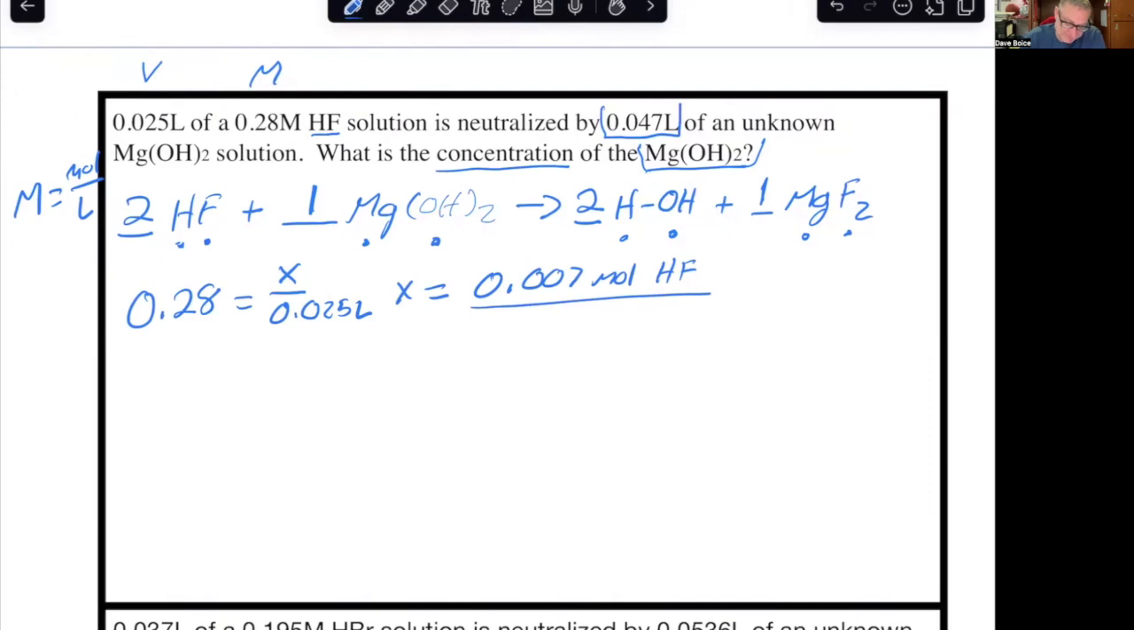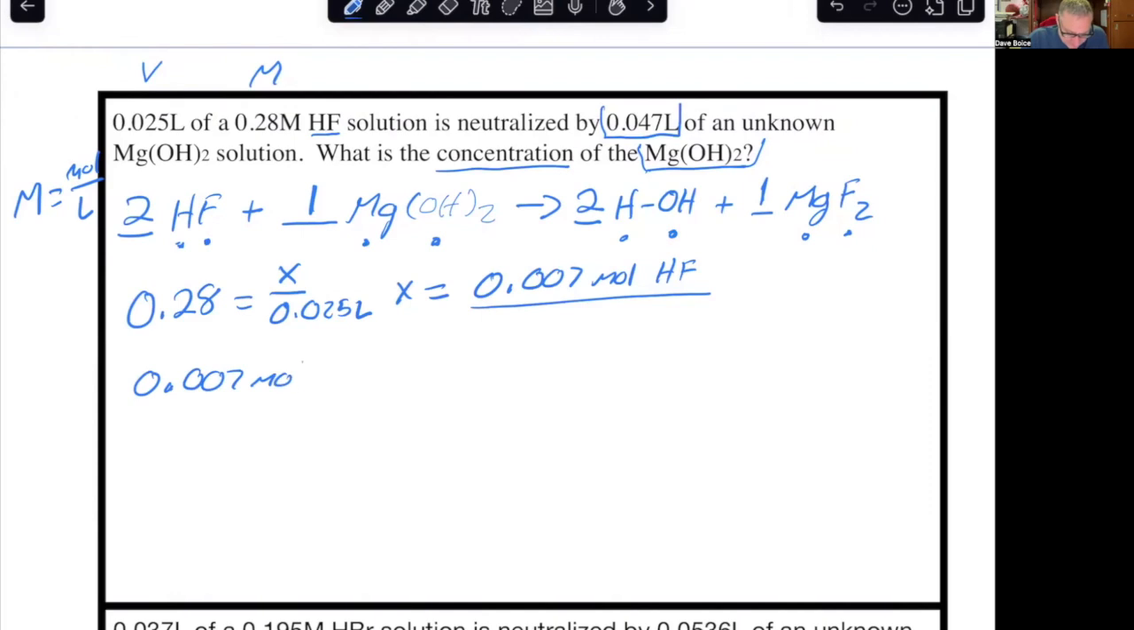So this is good. I needed to know this. Now, this is not a 1-to-1 ratio. If it was a 1-to-1 ratio, that would mean I also have 0.007 moles of magnesium hydroxide. But since this isn't, I need to figure this out.